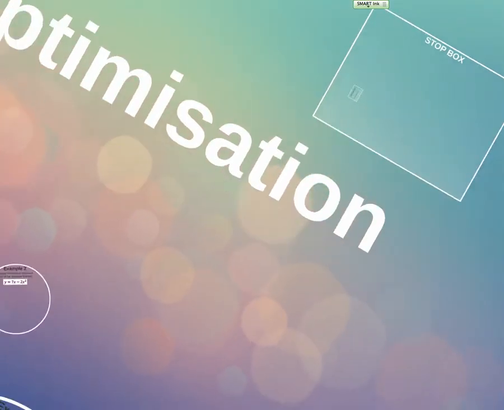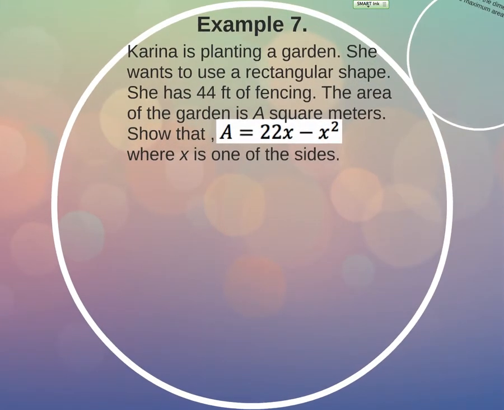And then we have this doozy here. It's going to have two parts. It's a two-parter, there's a little bit more to it after we do this part. But it says, Karina is planting a garden. She wants to use a rectangular shape. She has 44 feet of fencing. The area of the garden is A square centimeters. Show that A, or area, equals 22x minus x squared, where x is one of the sides.